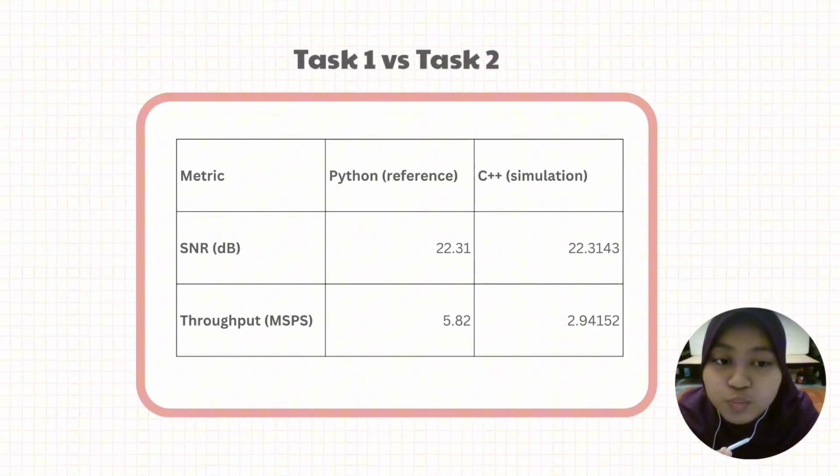Task 1 and Task 2 prove that the FIR filter is accurate because the SNR is more than 20 decibel, but the processing speed is too low on a standard computer. This justifies Task 3 and Task 5, where we will use high-level synthesis (HLS) to make the filter run 10 to 20 times faster on the hardware.